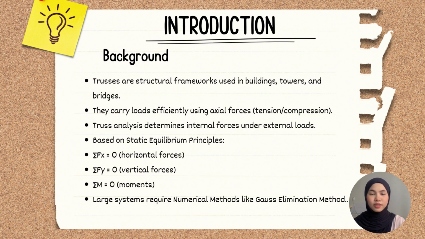Based on the static equilibrium principle, total Fx equals 0 for horizontal forces, total Fy equals 0 for vertical forces, and lastly, total moment equals 0. By applying these equilibrium equations to each joint of the truss, a system of simultaneous linear equations is formed, where each unknown corresponds to an internal force in a member or a reaction force at a support. So large systems require numerical methods like the Gauss elimination method.